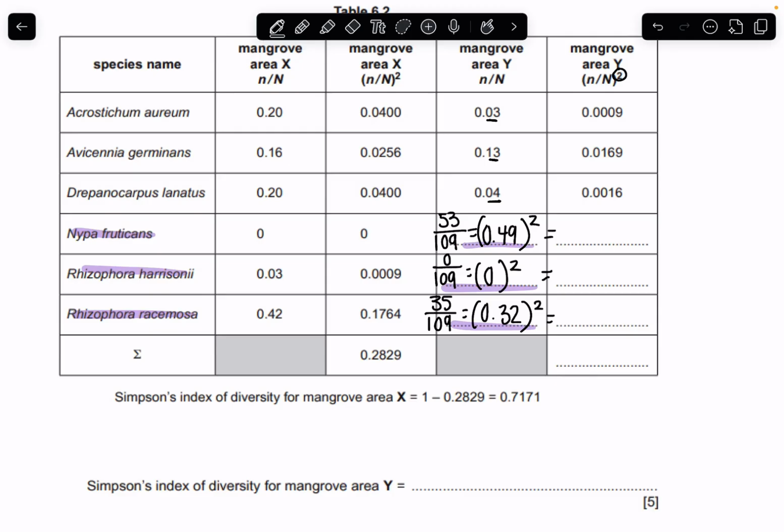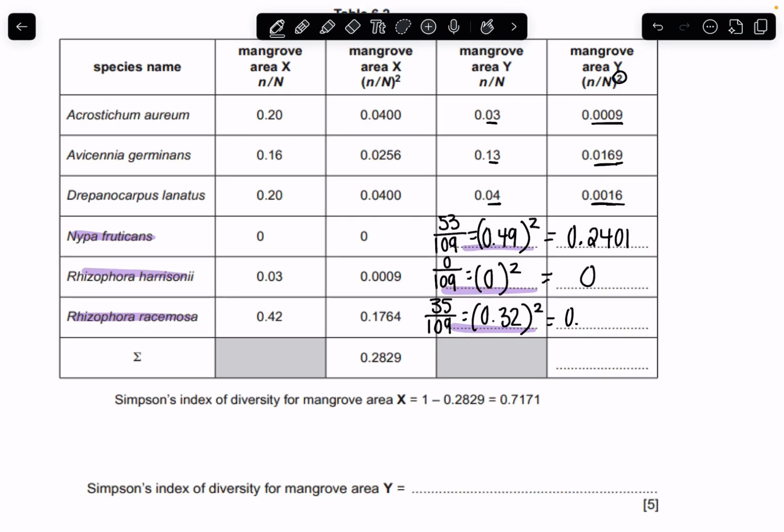So 0.49 squared is 0.2401. Why am I going now with 4 numbers after the decimal? Look at what Cambridge gave me. 4 numbers after the decimal. So I am going to follow exactly what Cambridge provided. 0 when we square is 0, and then 0.32 times 0.32 is 0.1024. So now we filled in a majority of our table.